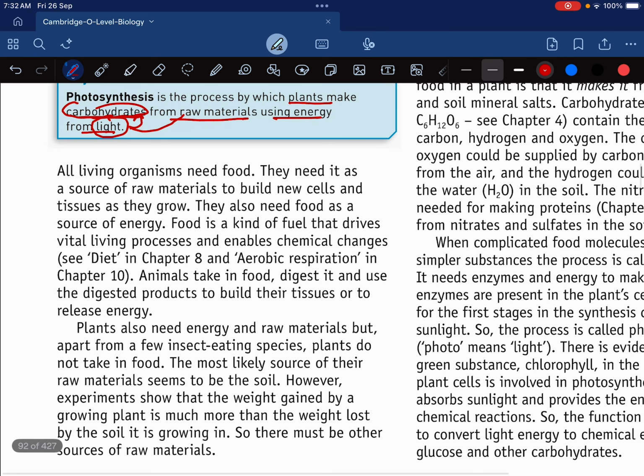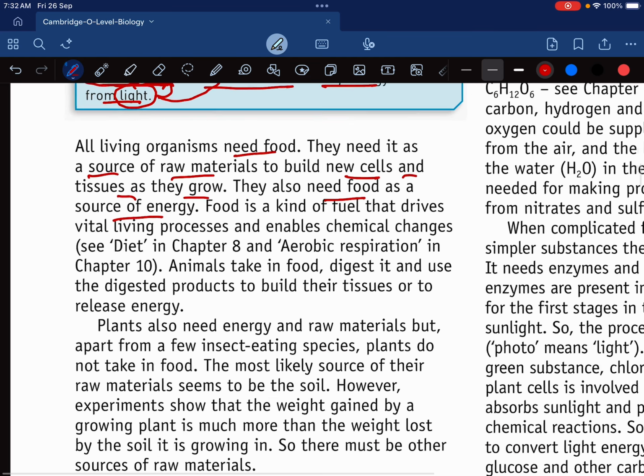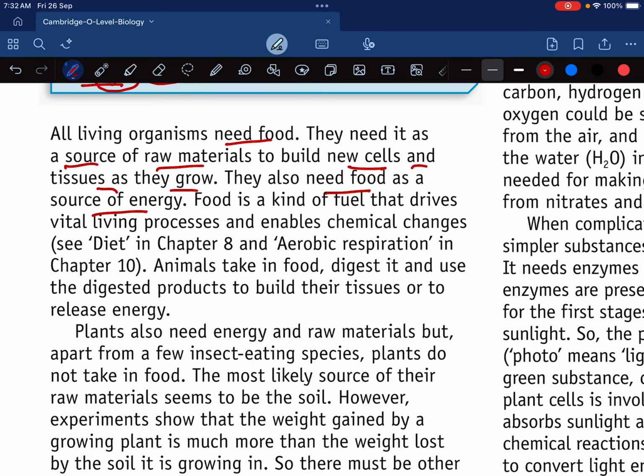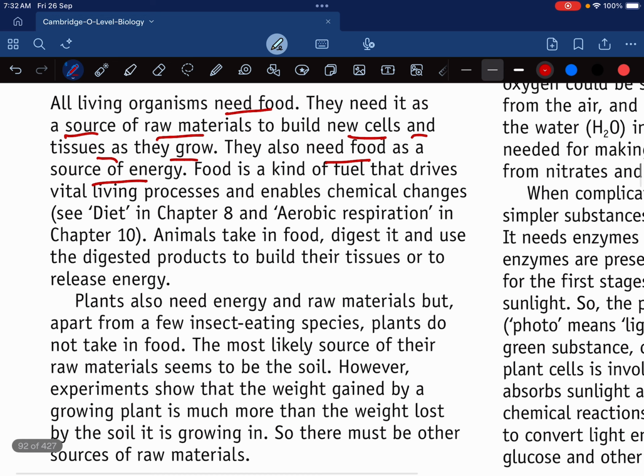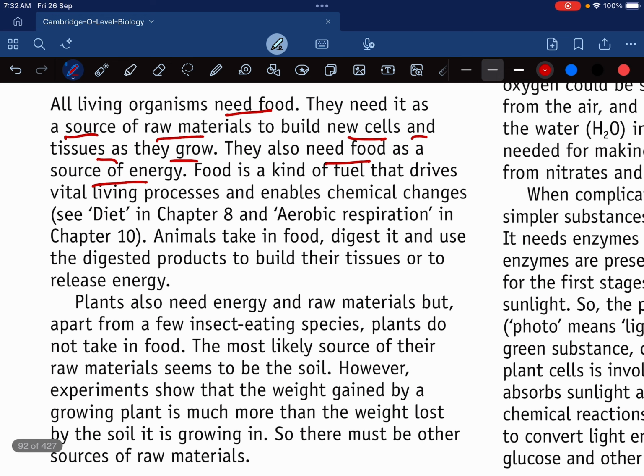Now moving on, all living organisms need food, right? All of us need food, even as humans. We have to eat just to get energy. They need it as a source of raw materials to build new cells and tissues as they grow. They also need food as a source of energy, of course, just like we need food to grow, we also need food as a source of energy to function. Just like that, plants need it for the same reasons.